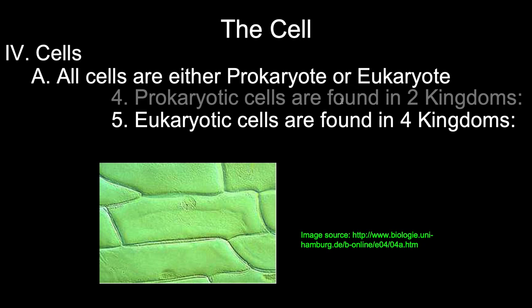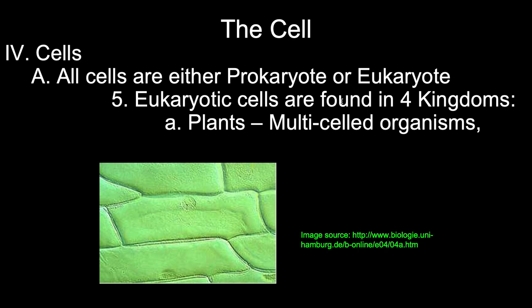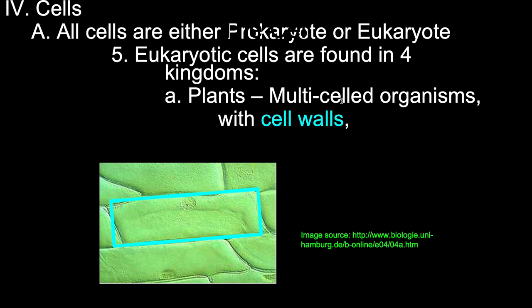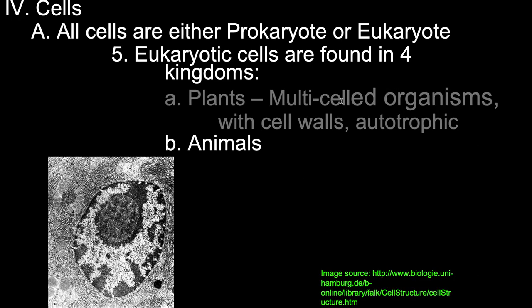Okay, so eukaryotic cells are found in the four remaining kingdoms. So the species in the four remaining kingdoms all have eukaryotic cells, but there are still distinctions that make them different. Plants, for example. Plants are multicelled organisms, right? They have multiple cells as pictured here. This is a sample of a few plant cells. They do have cell walls. We know that from our early conversation on fiber. And they are autotrophic. We learned that they are producers, right? They can make their own food. They make their own glucose in photosynthesis.